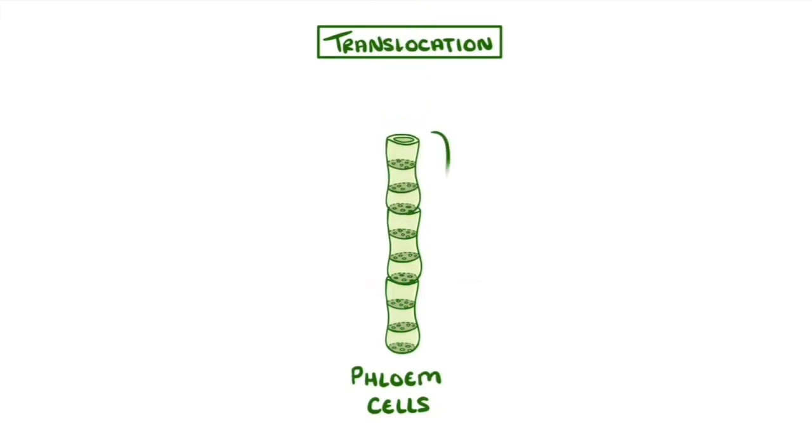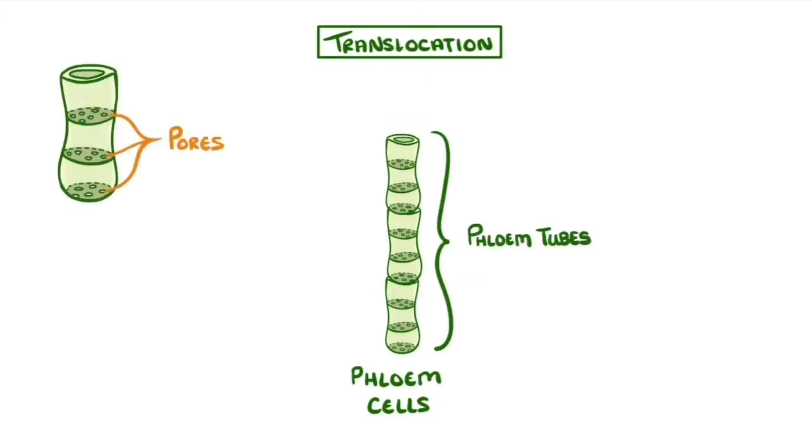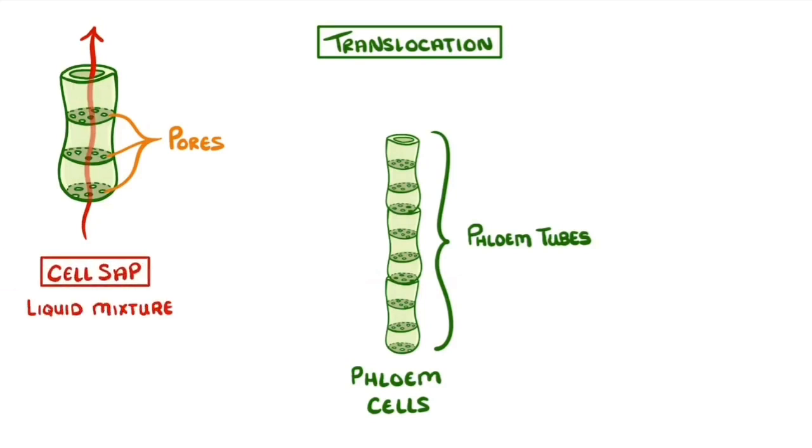This process is known as translocation, and it's mainly achieved by phloem cells, which are arranged end to end to form long columns that we call phloem tubes. If you look closely, you can see that in between the adjacent cells there are lots of small pores or gaps, and these pores enable the movement of cell sap, which is basically a liquid mixture of water and sugar. This means that the sugars that were made in the leaves can be transported long distances through multiple cells.